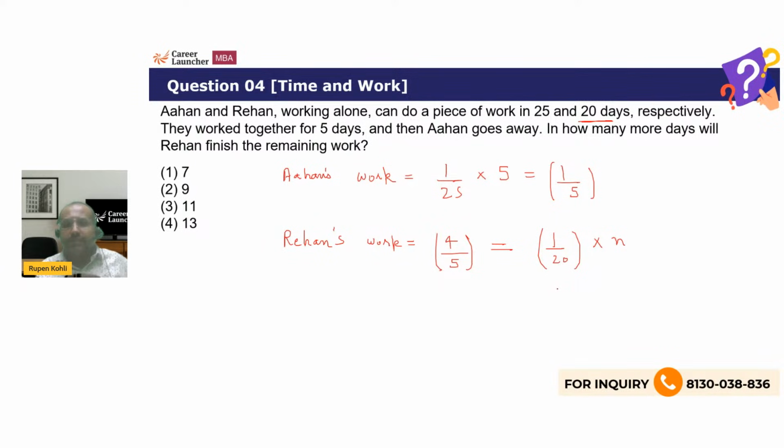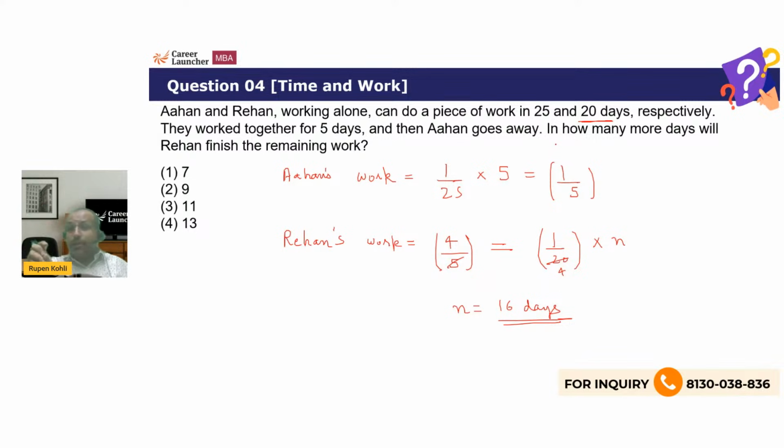What is n? 5 cancels here, this is 4. n is 4 into 4, 16 days. What is the answer? Oh, 16 is not in the options. What's happening? Read the question carefully. In how many more days will Rehan finish the remaining work? In how many more days?